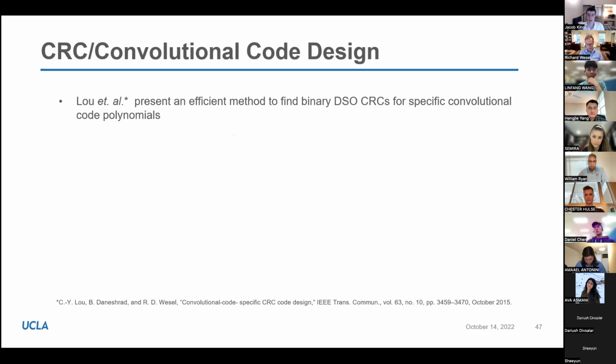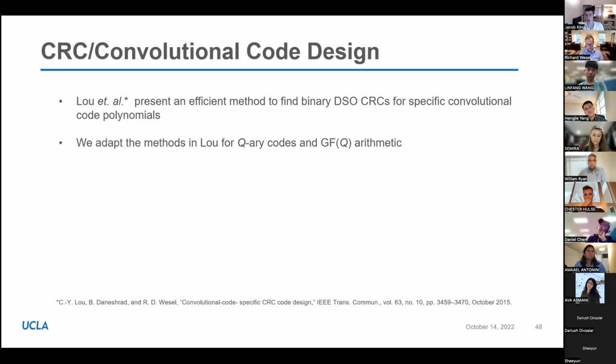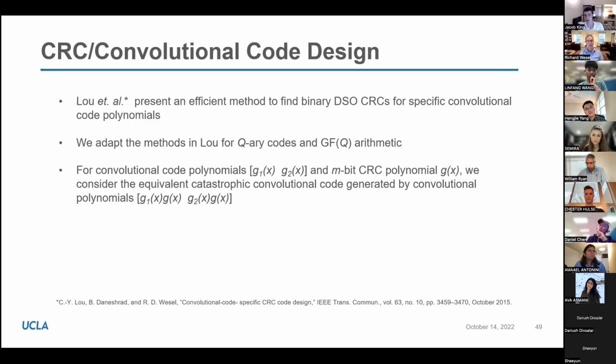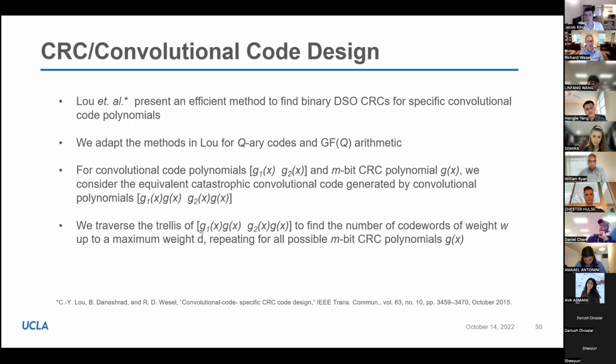Liu et al. have presented an efficient search algorithm for finding distance spectrum optimal CRCs for binary zero-terminated convolutional codes. We use the same method as Liu, adapted for Q-ary codes and arithmetic in GF(Q). For a convolutional code with polynomials g1 of x and g2 of x, and an m-bit CRC with polynomial g of x, we consider the equivalent catastrophic convolutional code with polynomials g1 of x times g of x and g2 of x times g of x.